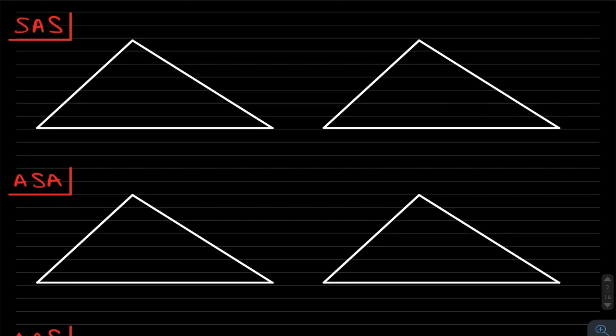Next is side, angle, side. Basically what side, angle, side means is that, and you do these things in order, you have two sides that are congruent right here, you have an angle that is congruent, and then you have another side that's congruent. Now it has to occur in this order, right? So you have side, angle, side, and the angle is between these two sides.